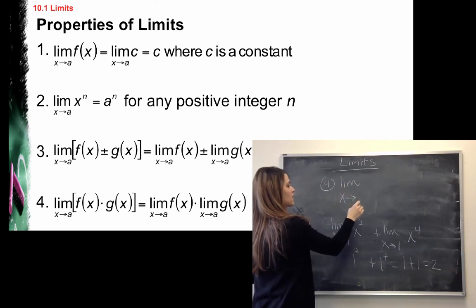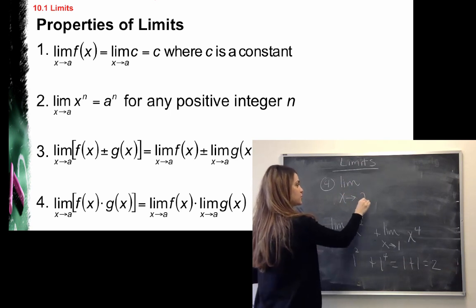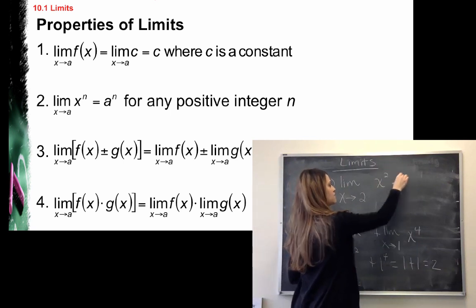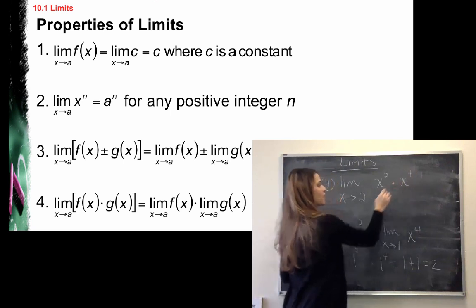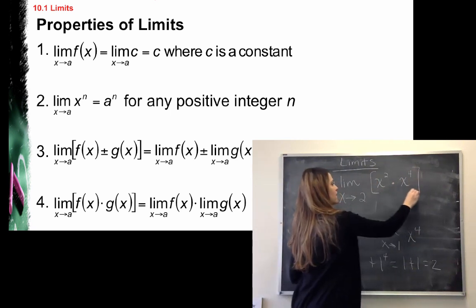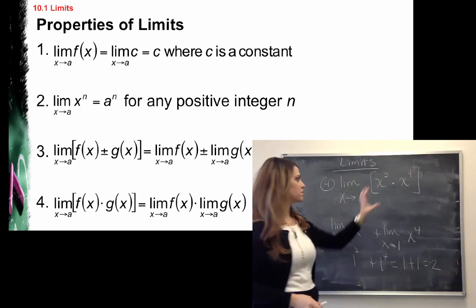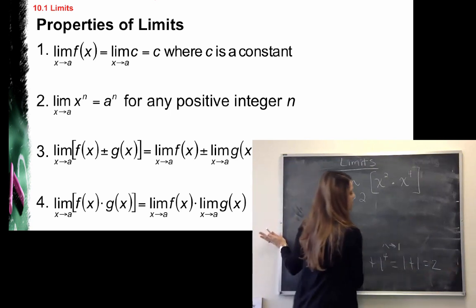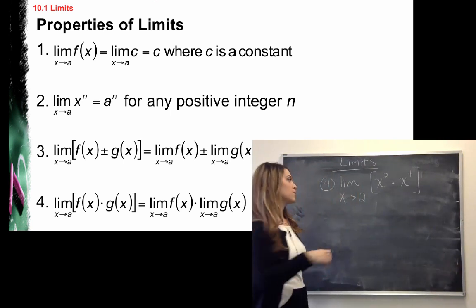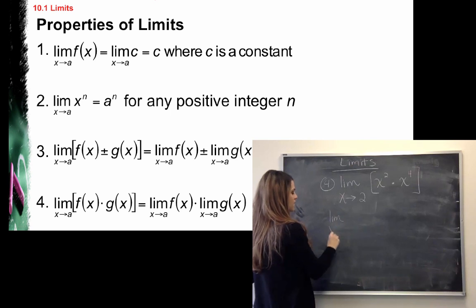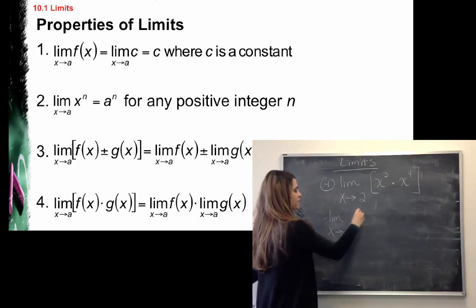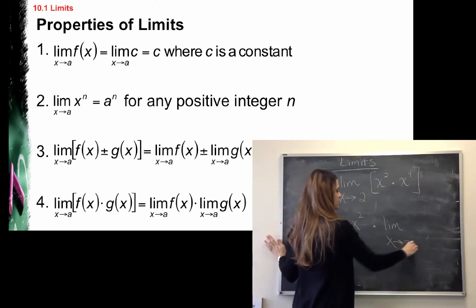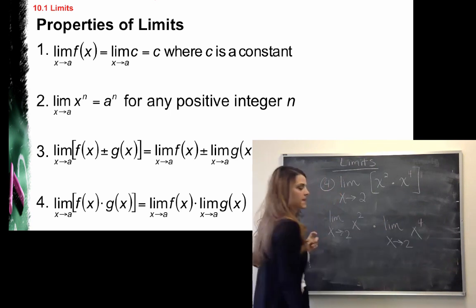So let's say the limit as x approaches 2 of x squared times x to the 4th. Now yes, we can simplify that function itself here, but we're not. We're going to just work with it so we can use the property. So now, using the property, that means we can break this into the limit as x approaches 2 of x squared times the limit as x approaches 2 of x to the 4th.